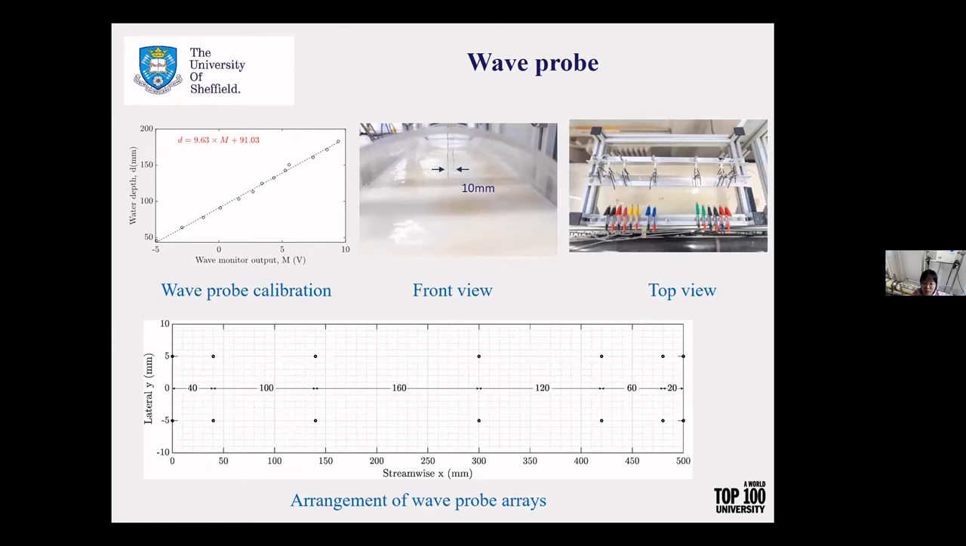Conductive wave probes give a linear calibration between their voltage outputs and water depths, so can be used to measure 1D surface fluctuations. In this experiment, a non-equidistant array of wave probes is used to collect surface data at multiple points to enable spatial analysis.